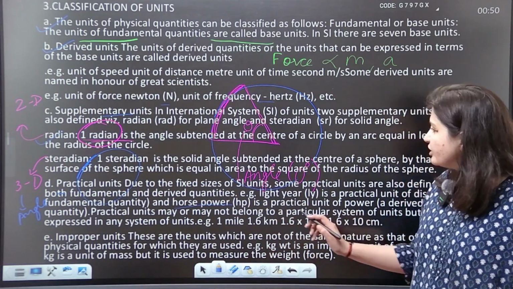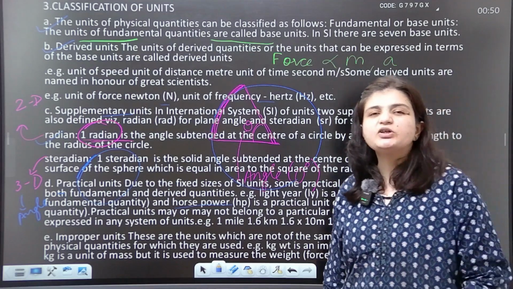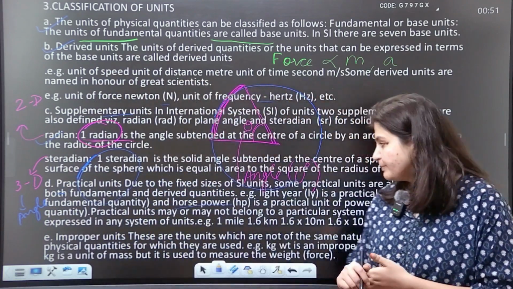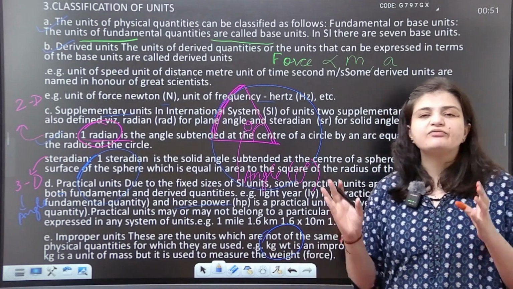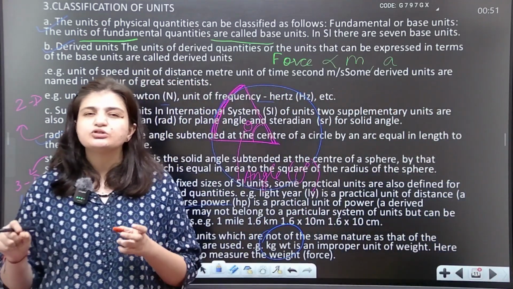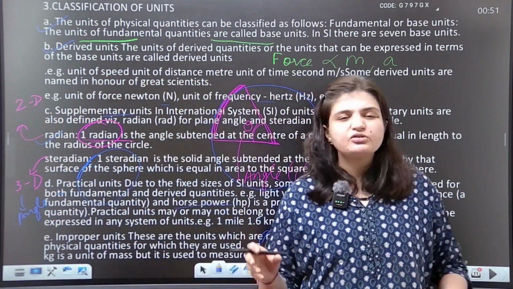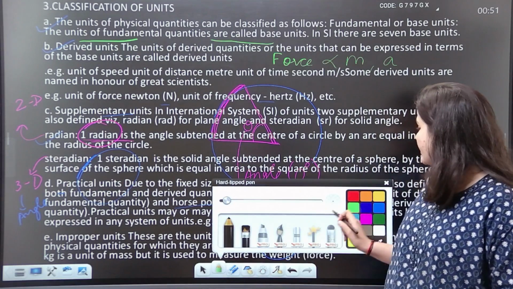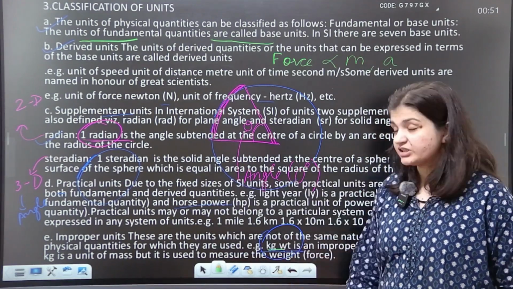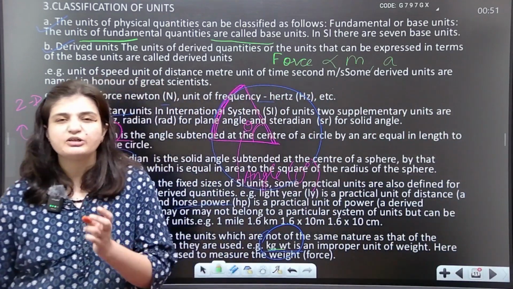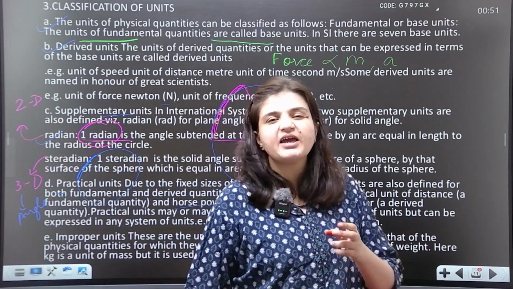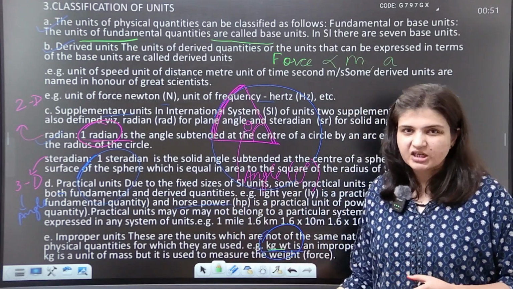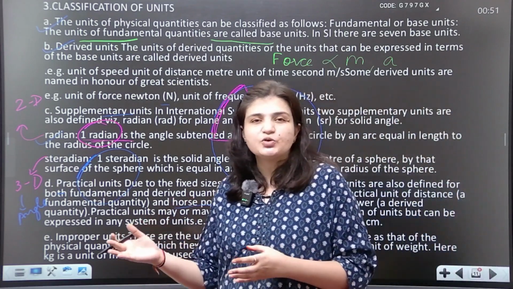Then come the improper units. Improper units are those units which seem like the unit of another quantity. For example, we have the kg weight. Kg is usually used to denote mass, but here we are measuring force. So kg seems to be like the unit of mass, but it is actually the unit of force.